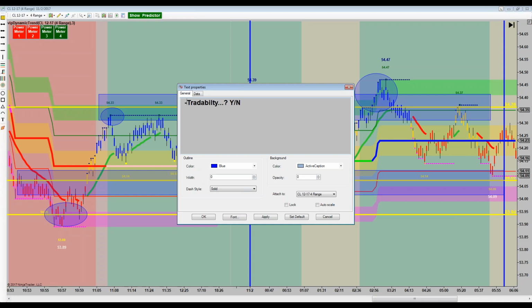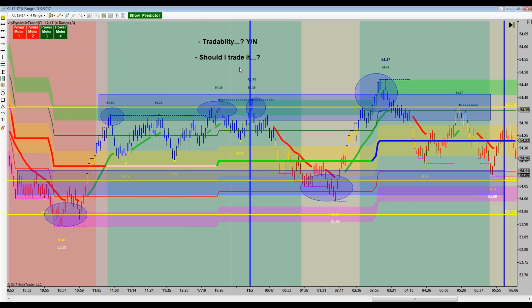Once you assess it with your support and resistance, then you can say, okay, yeah, it is. Or no, it isn't. It's not big enough. I've got to stay away. But then the bigger question is, if the answer is yes, should you trade it? Should I trade it? Now, what is this second question a function of?